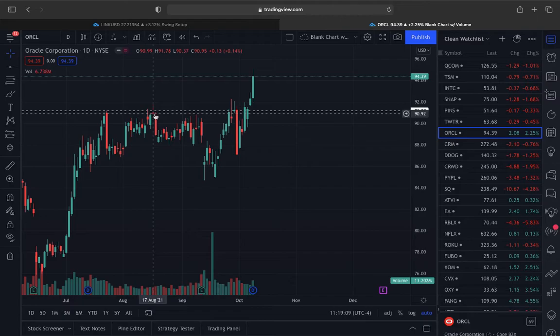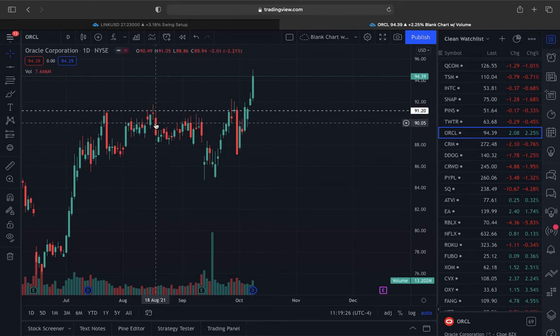Now look what happens again on August 17th. Price pushes beyond our resistance level, so it actually goes above 91.20, and it looks like it gets a high of 91.82 on the day. But notice what happens. Price closes back below that resistance level.